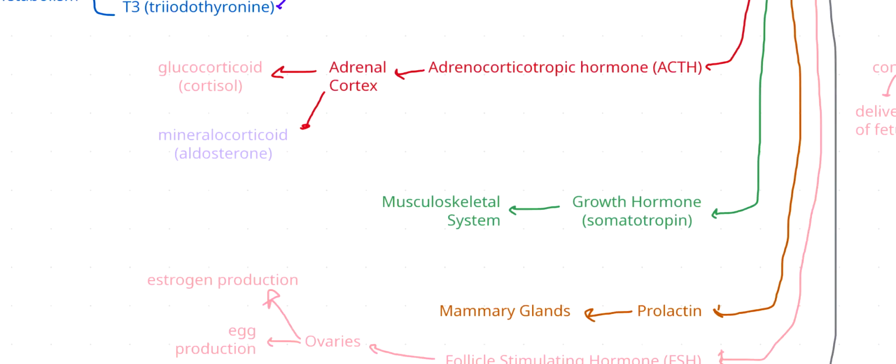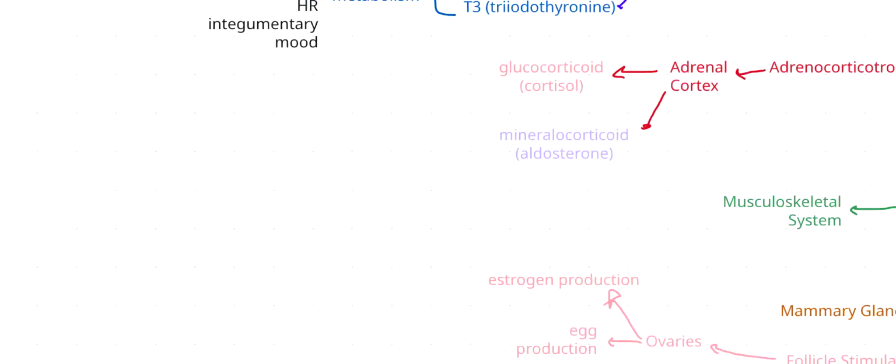Is the medulla the inner part or the outer part, do you think? Very good. Medulla, middle, inner part. Cortex is on the outside. The cortex releases glucocorticoid, also known as cortisol, and mineralocorticoid, also known as aldosterone. Glucocorticoid or cortisol is also known as your stress hormone. This is released whenever you are under stress.